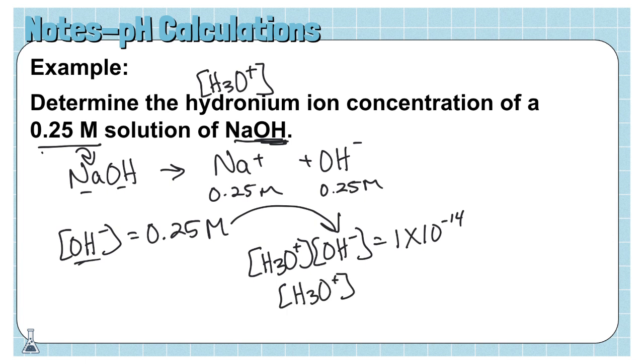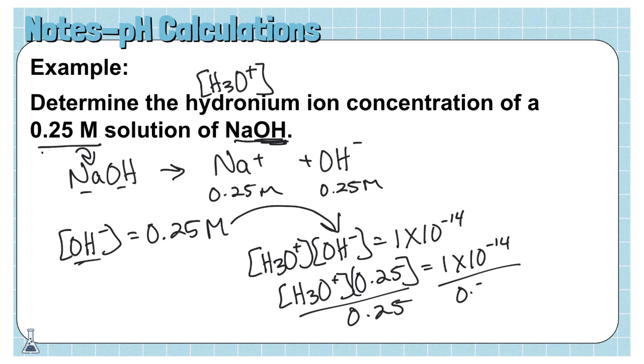H3O+ times 0.25 moles per liter equals 1 times 10 to the negative 14th. Do the algebra, divide both sides by 0.25. This is going to cancel out, so I'll put 1 times 10 to the negative 14th divided by 0.25, and I get 4 times 10 to the negative 14th molar.